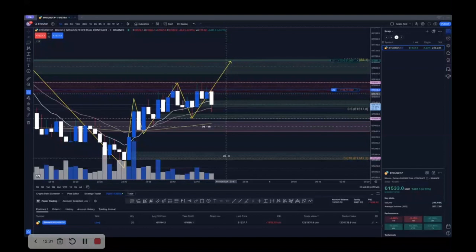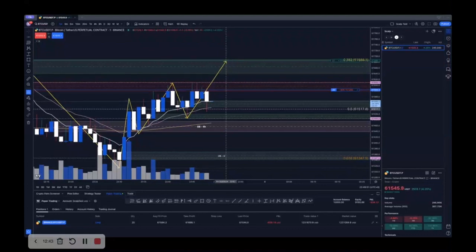Okay. So it's retesting EMA 21. In any event, we should have a higher high. If not to the TP, it would definitely be somewhere above this area, right?